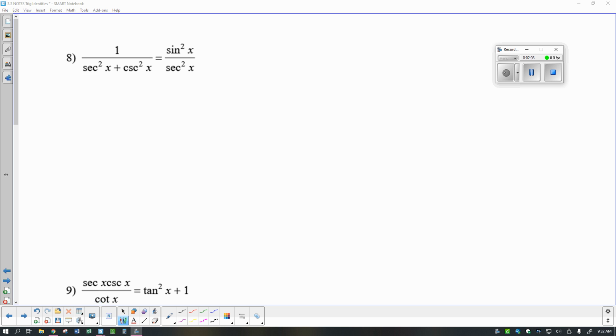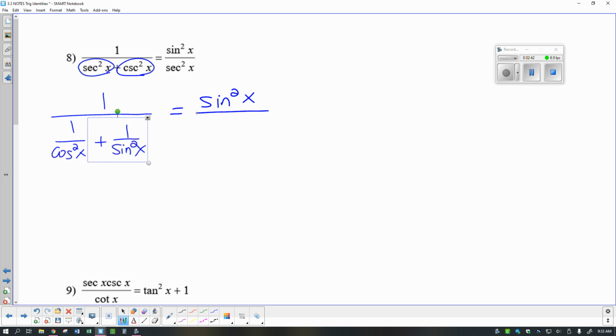Okay, look at number 8. I have a left side and a right side. Got to figure out what we want to do with those. First thing that I'm going to do is I'm going to get rid of all the secants and the cosecants and put those in terms of sine and cosine like we've talked about in the past. So this first one here on the denominator is secant squared. So I could rewrite that as 1 over cosine squared. Similarly, I can rewrite this one as 1 over sine squared. I still have equals. I'm still going to leave this sine squared, and then I'm going to rewrite this secant squared as 1 over cosine squared.